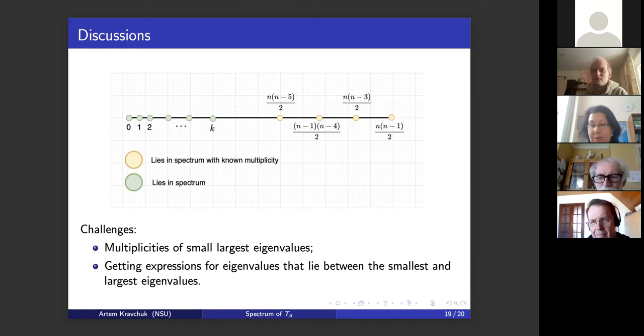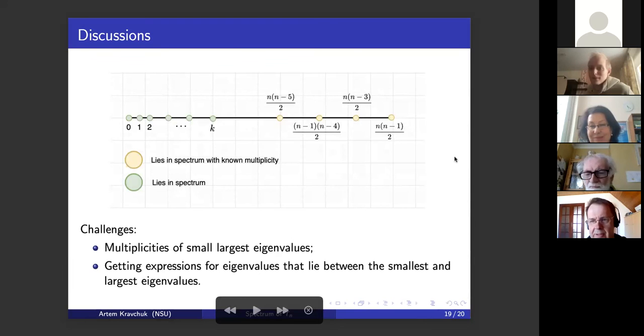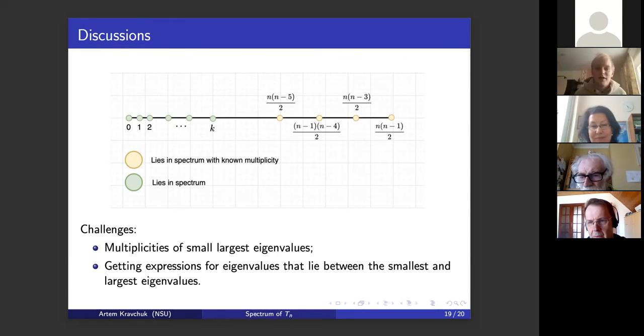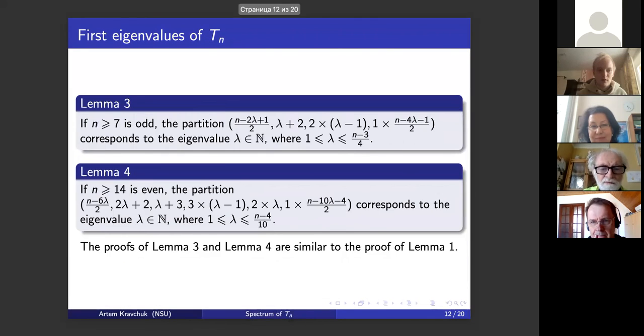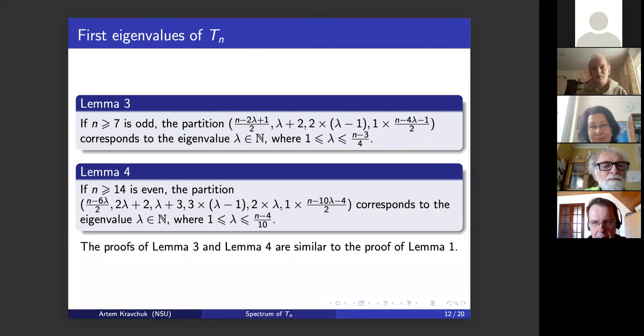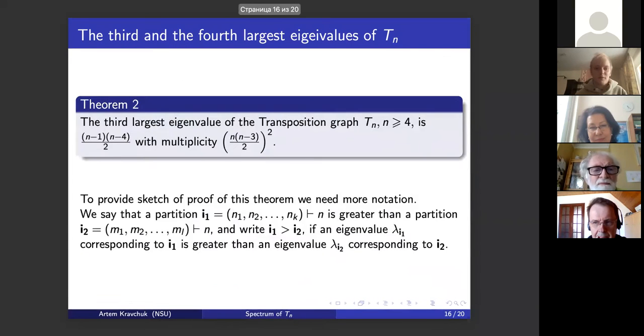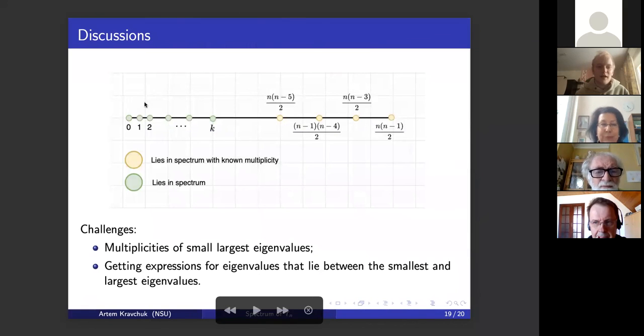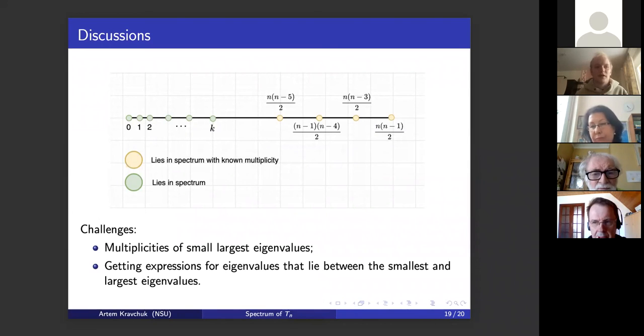Can I ask? It's a nice talk. Did you make some computational experiments? Yes, I did. I got these huge expressions after computational experiments, where I can see the dependency between partition and eigenvalue. I also did a computational experiment that showed that for small eigenvalues, there are a lot of partitions that correspond to them, and it's very difficult to calculate it in simple form.